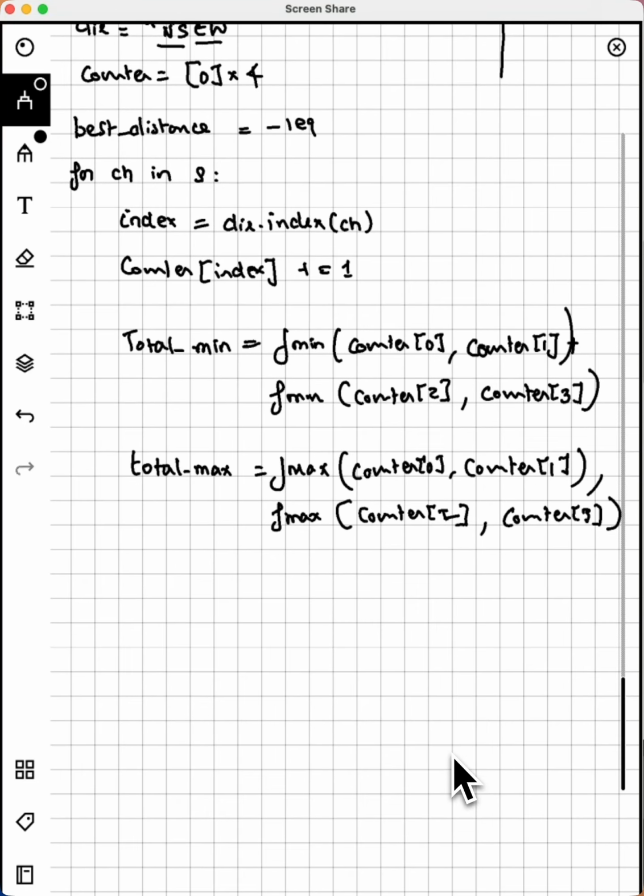Once you have identified the total min and the max, now is the time to compute the delta. So delta is equal to f min. How much can our K help us switch?